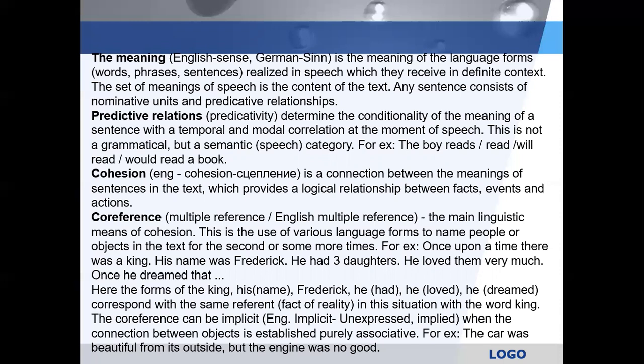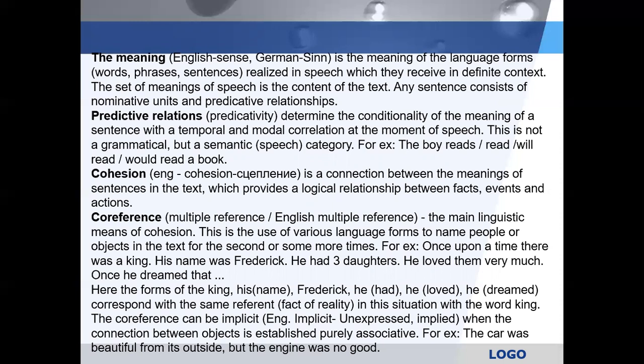Any sentence consists of nominative meanings and predicative relationships. Predicativity determines the conditionality of the meaning of the sentence with a temporal and modal correlation at the moment of speech. This isn't a grammatical but a semantic factor. For example: the boy reads, the boy read, the boy will read, the boy would read a book.